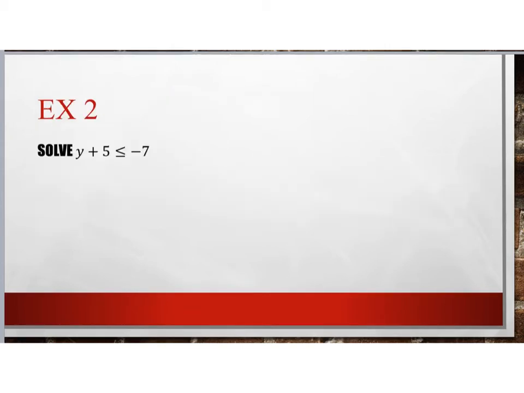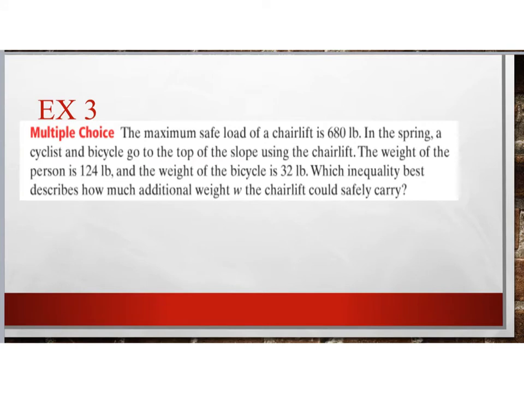So example 2 says to solve y plus 5 is less than or equal to negative 7. If we were to treat this as an equation, our first step would be to get the y by itself, which means we have to undo the 5, or subtract 5 from both sides. So now that will give me y is less than or equal to negative 7 plus a negative 5, which is going to give me a negative 12. So y is less than or equal to negative 12. Now we'll take a look at a few examples and then we'll be all set with this section.